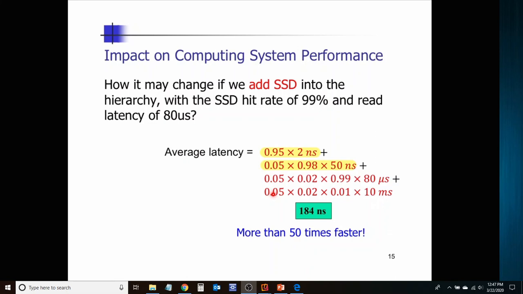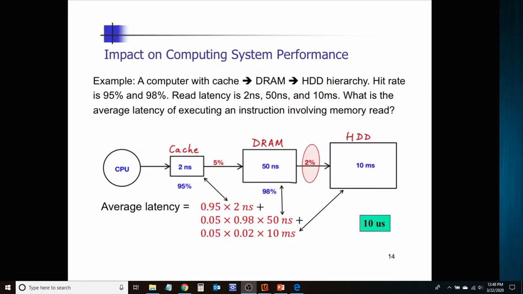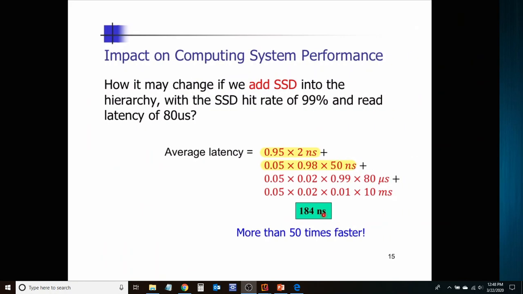And the last term is going to be when you have a rare access to the hard disk drive, which is the 5% miss there, and the miss in the solid state drive, multiplied by the latency of that particular level, 10 milliseconds. So that's going to add up to 184 nanoseconds. And numerically, if you calculate that out, it's going to be 50 times faster than what we had over here. So if we have more levels in the hierarchy, we are going to benefit from that as long as they have less latencies.